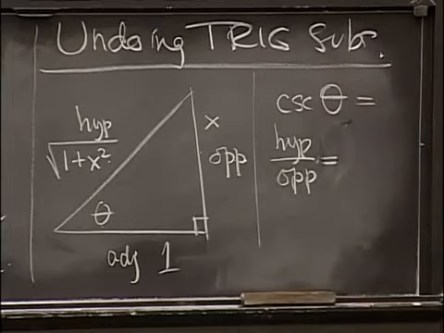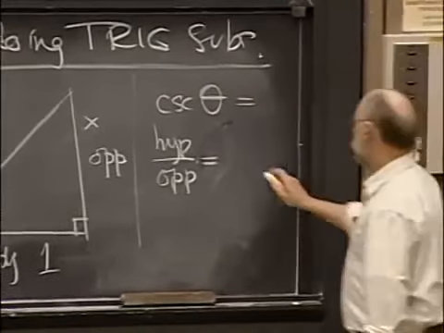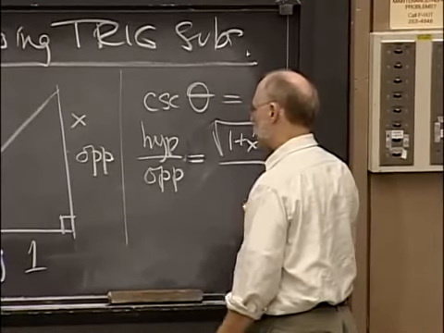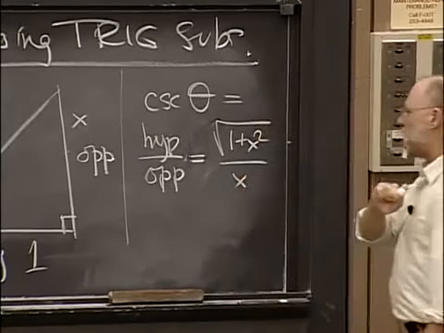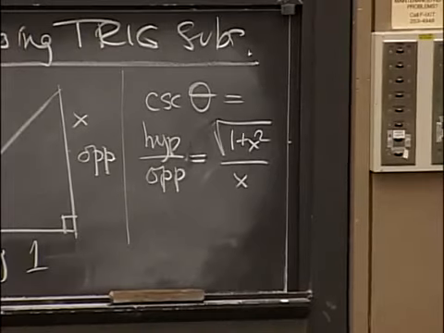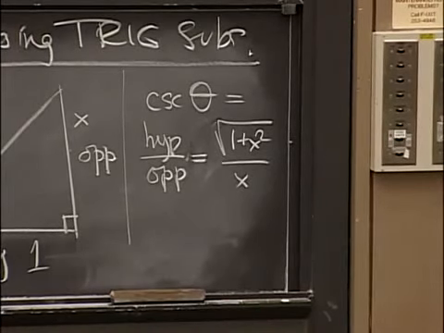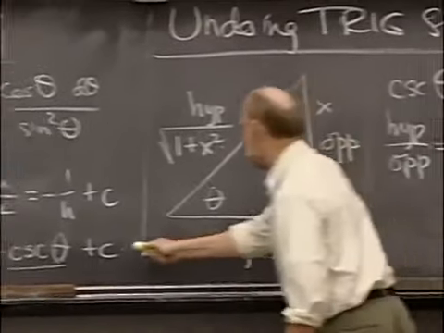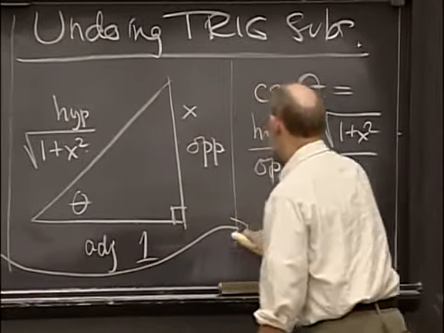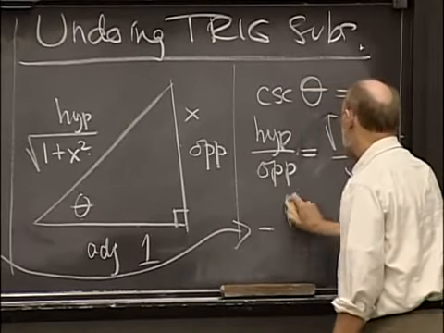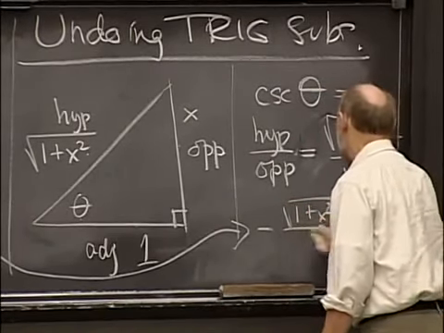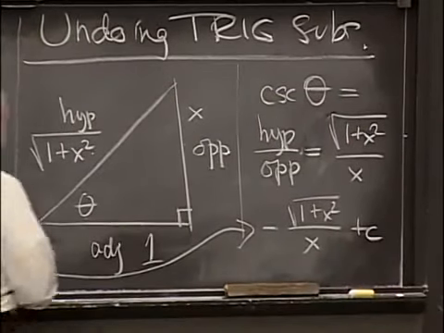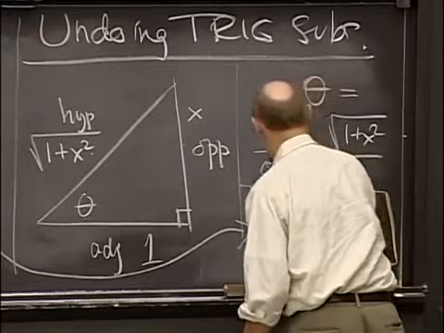Right? And the hypotenuse is the square root of 1 plus x squared, and the opposite is x. And so I've done it. I've undone the trig substitution. I've figured out what this cosecant of theta is in terms of x. And so the final answer is minus the square root of 1 plus x squared over x plus a constant. And there's an answer to the original problem.